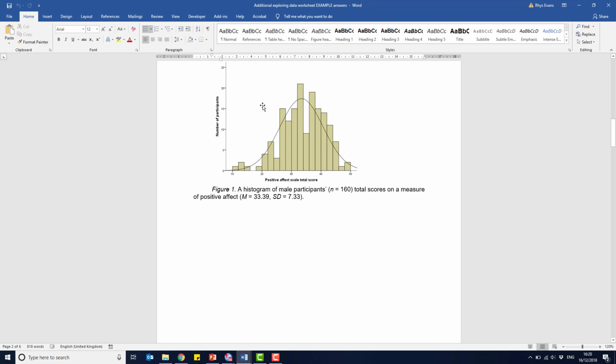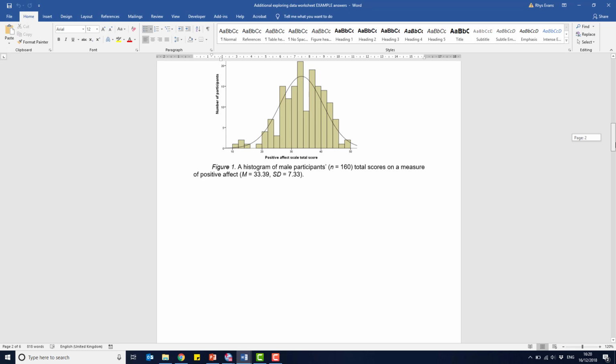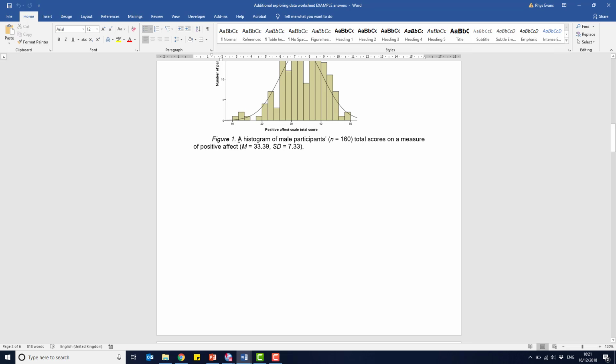So I've removed obviously the border, I've got a normal distribution curve added, the axes of my graphs are both labelled, and I've taken the border off the graph, which is technically APA style. I've got a clear figure number. There should be a unique figure number for each graph in your report or your paper, whatever you're writing up. And I've clearly identified what it's about. So there's male participants, and I've put the sample size in for that on a measure of positive effect, and I've put in the mean and standard deviation of that just to clarify it.